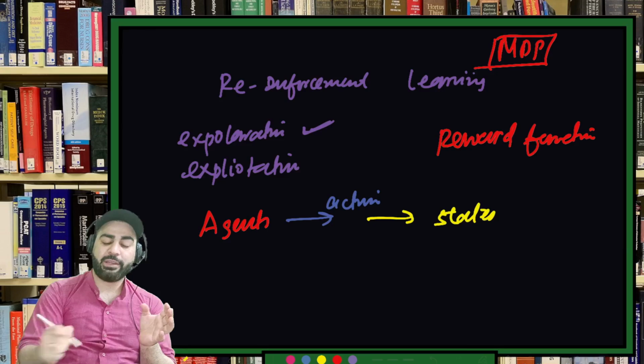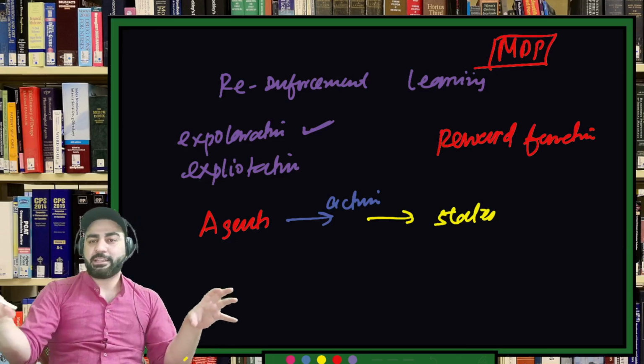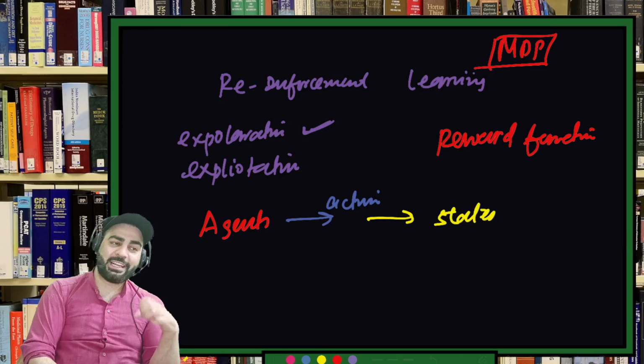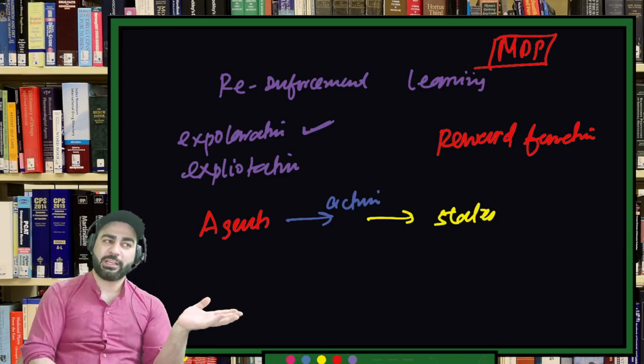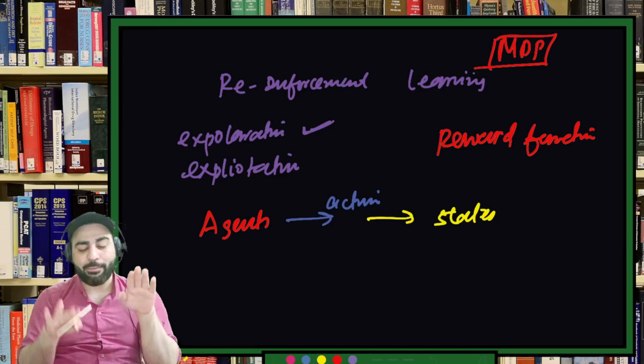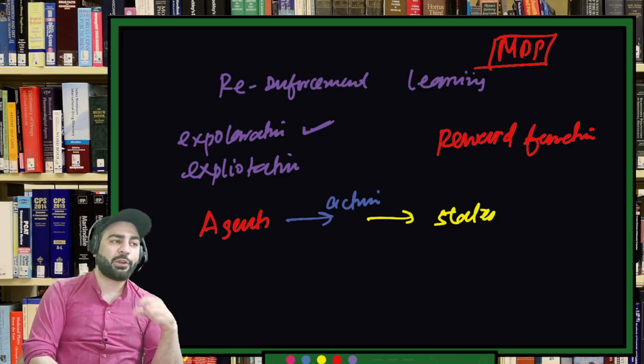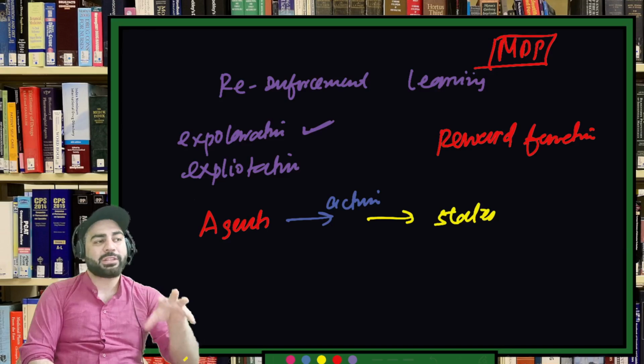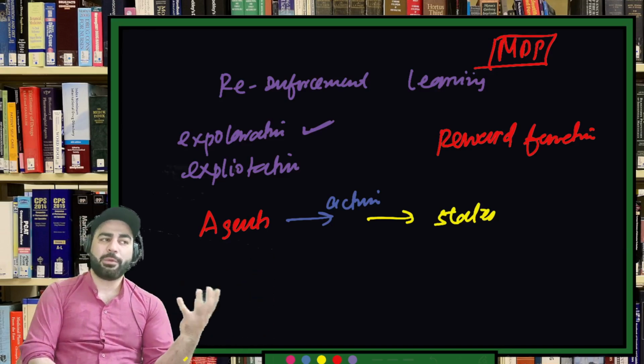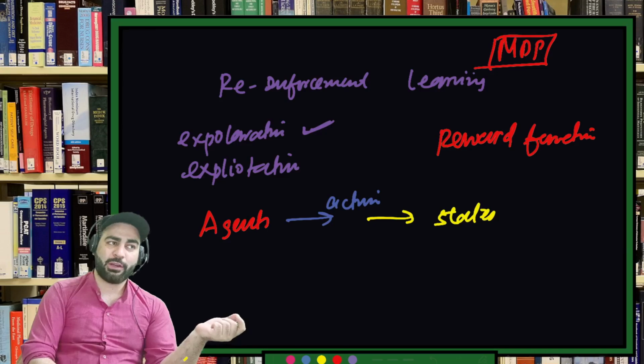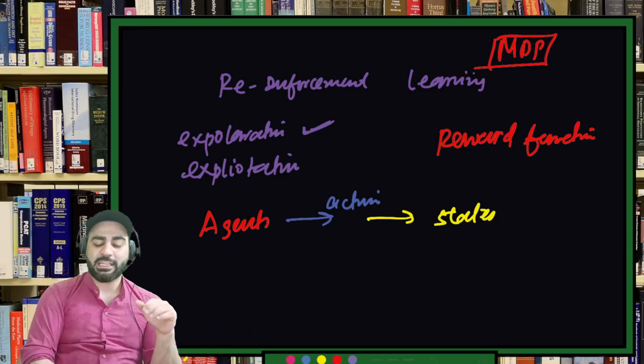Exploration means you explore different states. Exploitation means whatever states gave you higher reward, you keep on doing those things. There has to be a balance between exploration and exploitation. You have to exploit the things that give better reward, but you still have to explore other things. Otherwise, probably you will miss out on the state which will give you more reward. So that's why you have to balance exploration and exploitation.